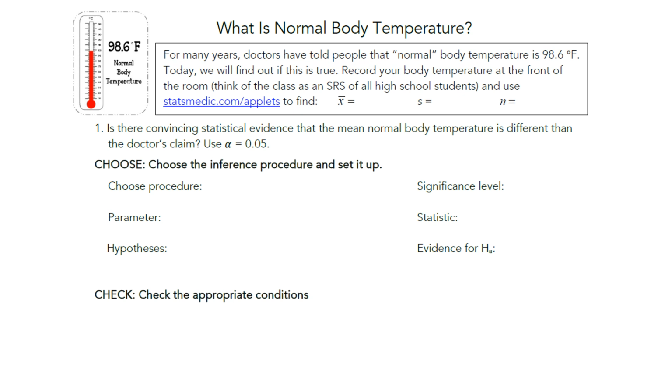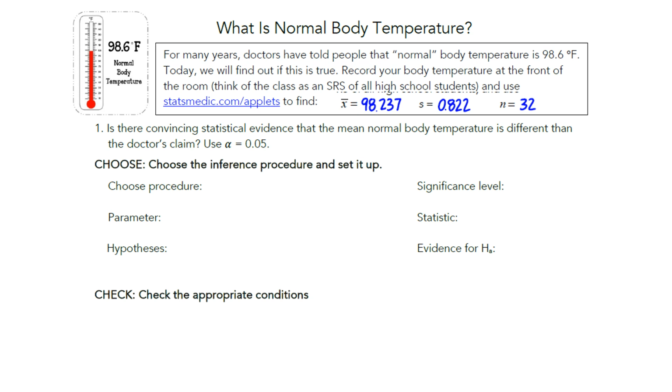Okay. So instead of making everybody take their temperature, we're just going to use this data. It says, for many years, doctors have told people that a normal body temperature is 98.6 degrees Fahrenheit. Today, we'll find out if that's true. Record your body temperature at the front of the room. Think of the class as a simple random sample of all high school students and use applets to find this stats thing to find it. Well, we're just going to use this data.